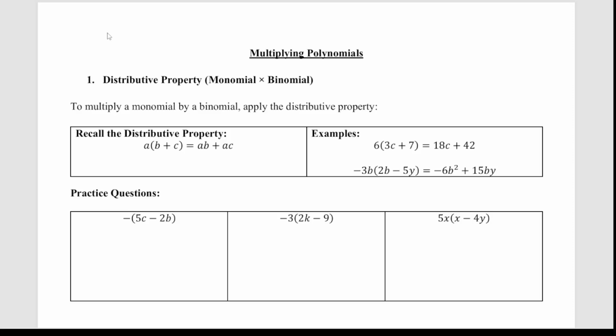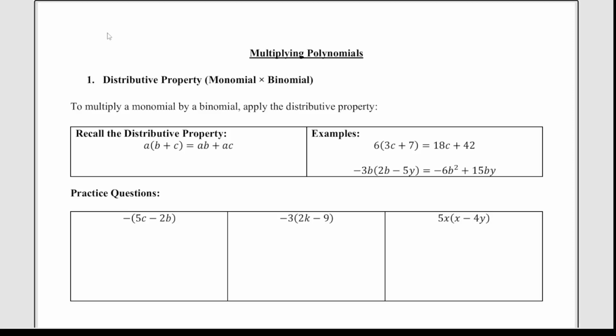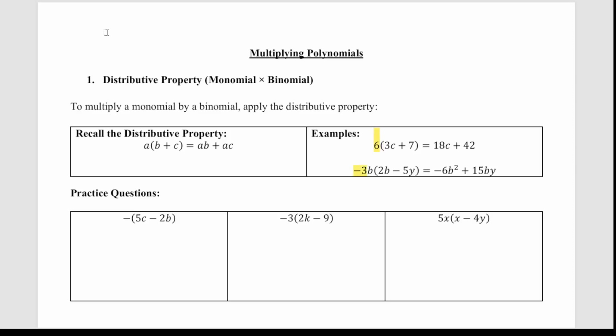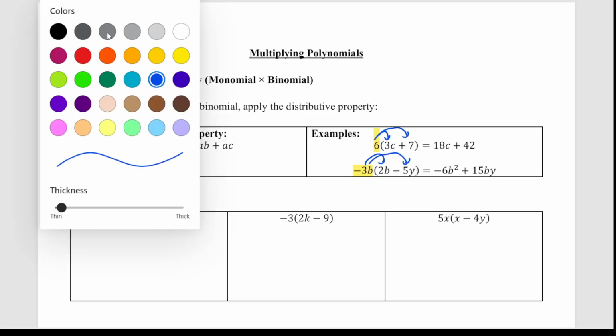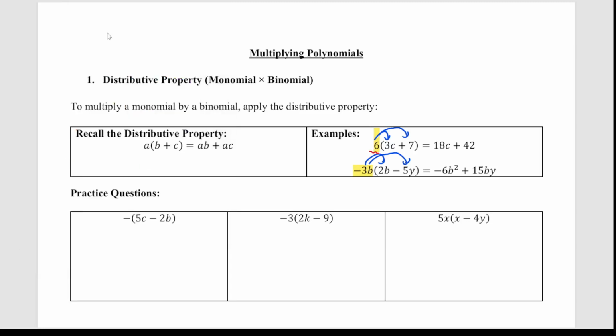So recall the distributive property means that if I have a number out in front of a parentheses, or a number with some variables, I can go ahead and distribute multiplying that across any addition or subtraction that's inside those parentheses. So for example, since 6 times 3c gives us 18c, and 6 times 7 gets us 42, therefore 6 times parentheses 3c plus 7 must be 18c plus 42.